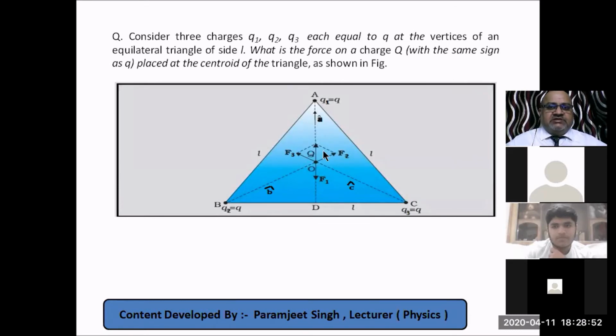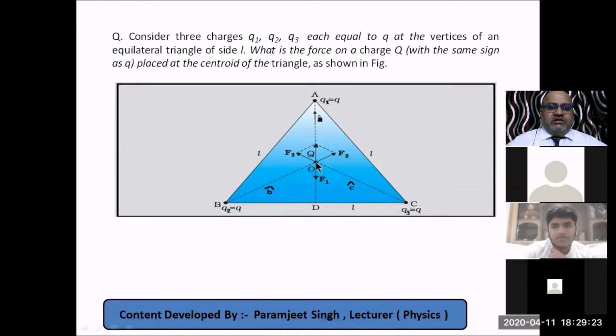Now see, another charge, a fourth charge, is placed at the centroid. You know from your previous classes, centroid is the point where the medians meet, or the point which is at equal distance from the vertices. At this point, capital Q charge is placed. Now what is the force on this capital Q charge? All charges are having the same sign: capital Q, q1, q2, q3, same sign.